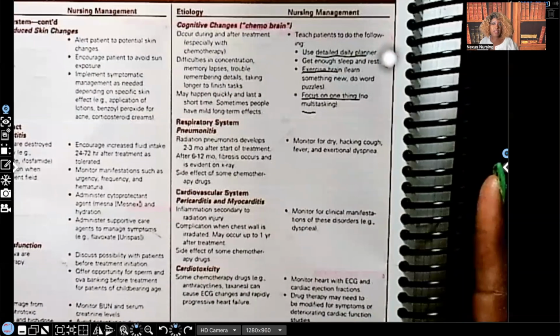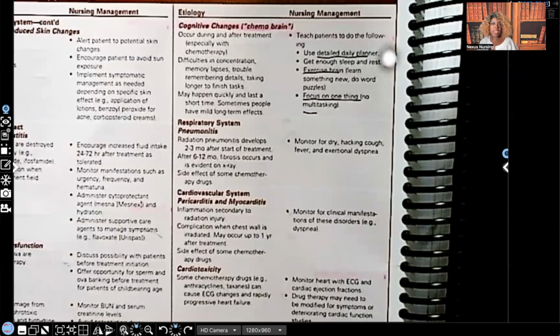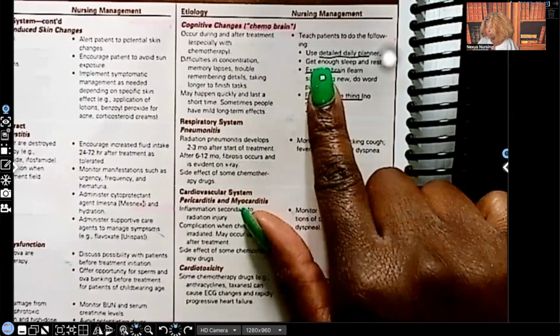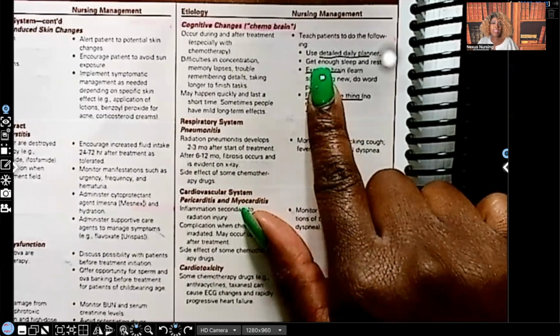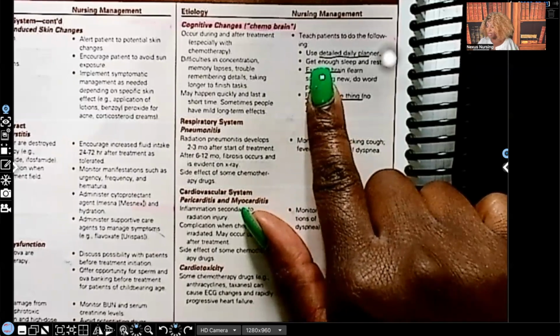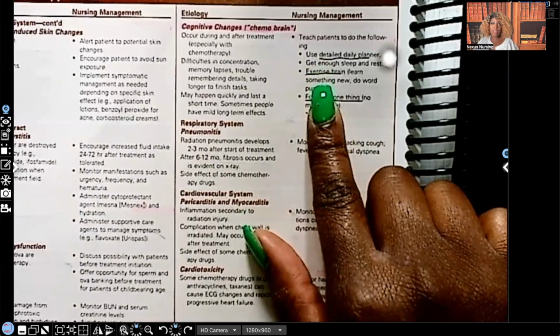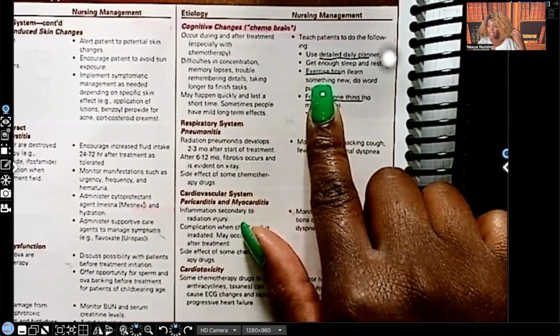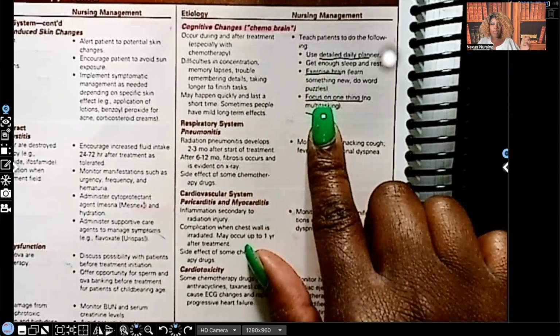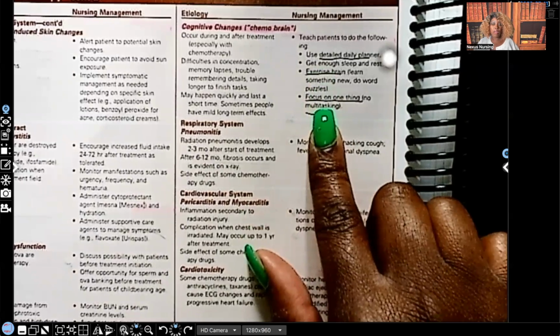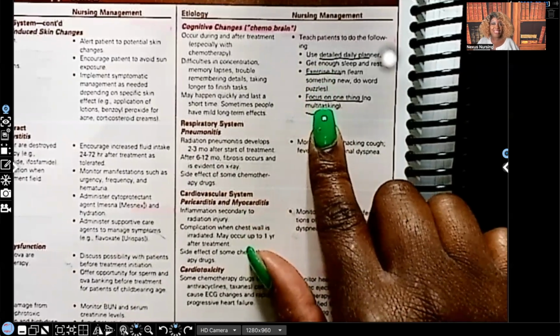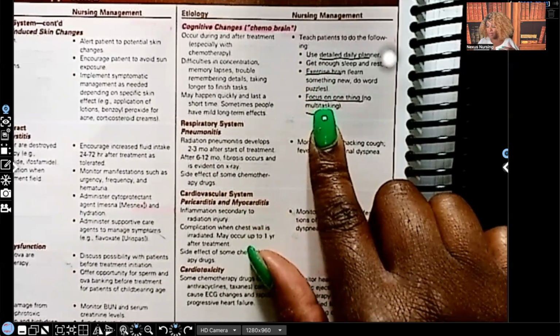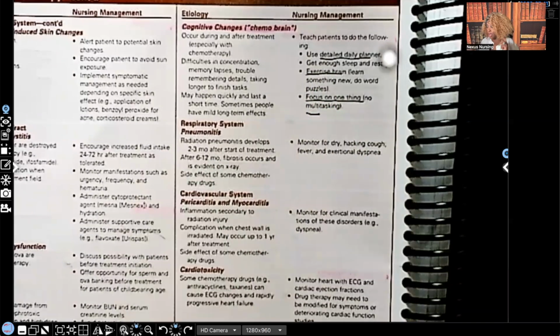Okay, lastly, cognitive changes where the CNS is involved. That's known as chemo brain. You're going to teach the patient to use a detailed planner because they may forget things. So you're going to teach them to use a very detailed planner, to exercise their brain, and play word games. They can play word games on their phone, puzzles, do things to exercise their brains. Focus on one thing. Don't try to multitask. Focus on one thing at a time, and that will help with what's known as chemo brain. All right, let's go back to the page that I was on.